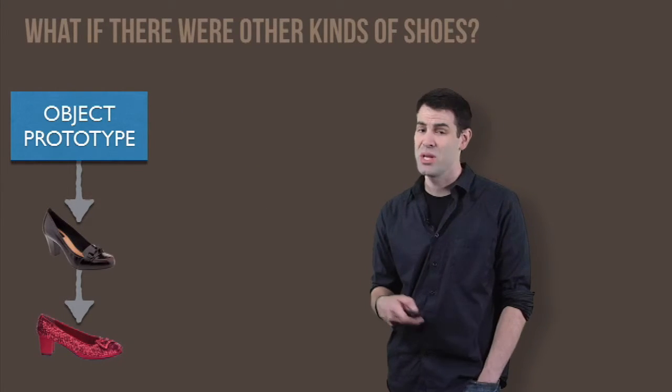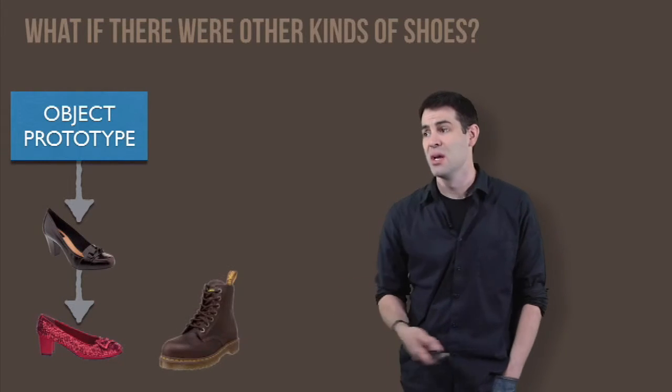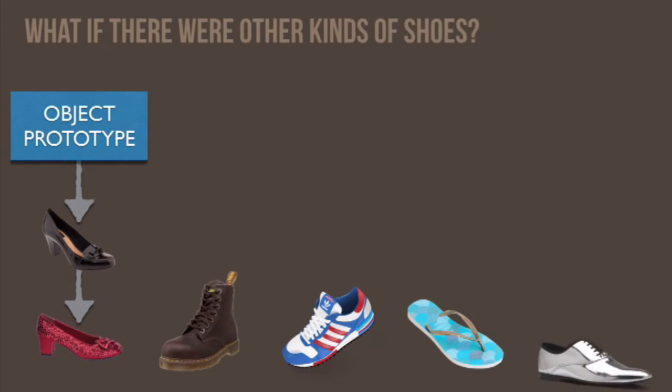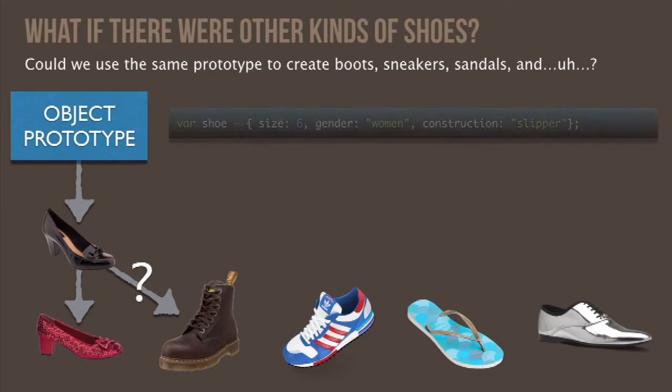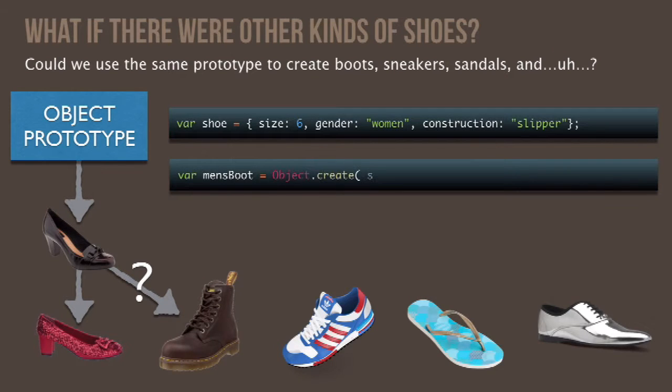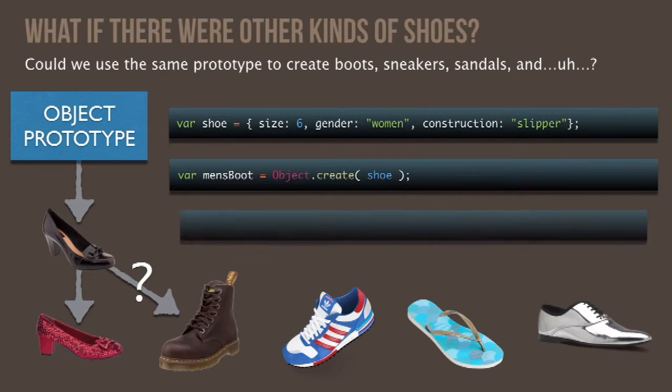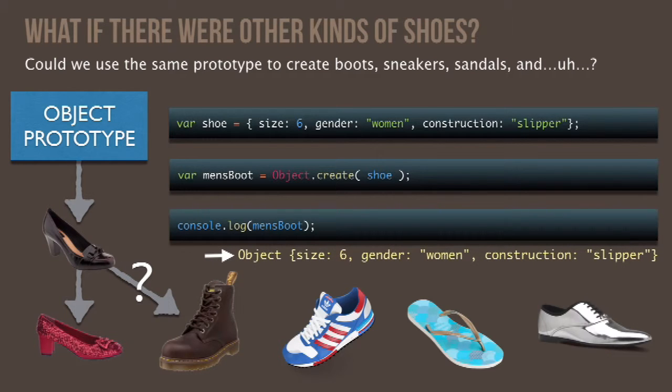Cool, so now what if there were other kinds of shoes? Could we use the same prototype to create boots, sneakers, sandals, or whatever that is? Well, let's check it out and see. So here's our shoe variable, right? We got a size 6, we got a gender of women, we got a construction of slipper. If we decide to make a variable called mensBoot and assign to it the new object that comes out of Object.create on shoe, what do we get? We get a mensBoot with a size of 6, a gender of women, and a construction of slipper. That's no good. We're not really getting what we were looking for here.